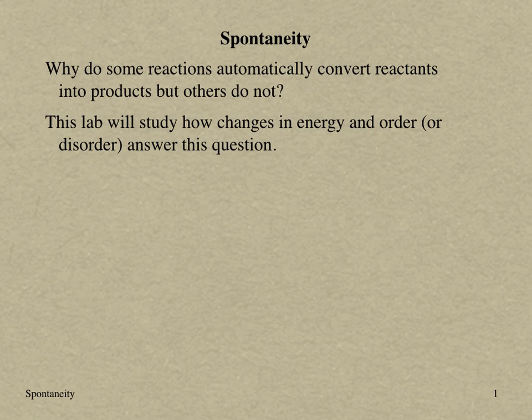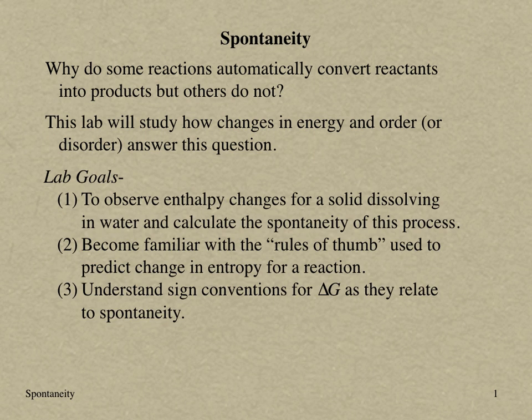Some reactions readily form the products from the starting reactants, but others do not. This experiment studies how both the change in energy and order, or disorder, affects the progress of a reaction from reactants to products. The lab goals are to observe and then calculate enthalpy and entropy changes for solids dissolving in water, understand the rules of thumb for predicting entropy changes in a reaction, and understand the sign conventions for delta G as they relate to spontaneity.